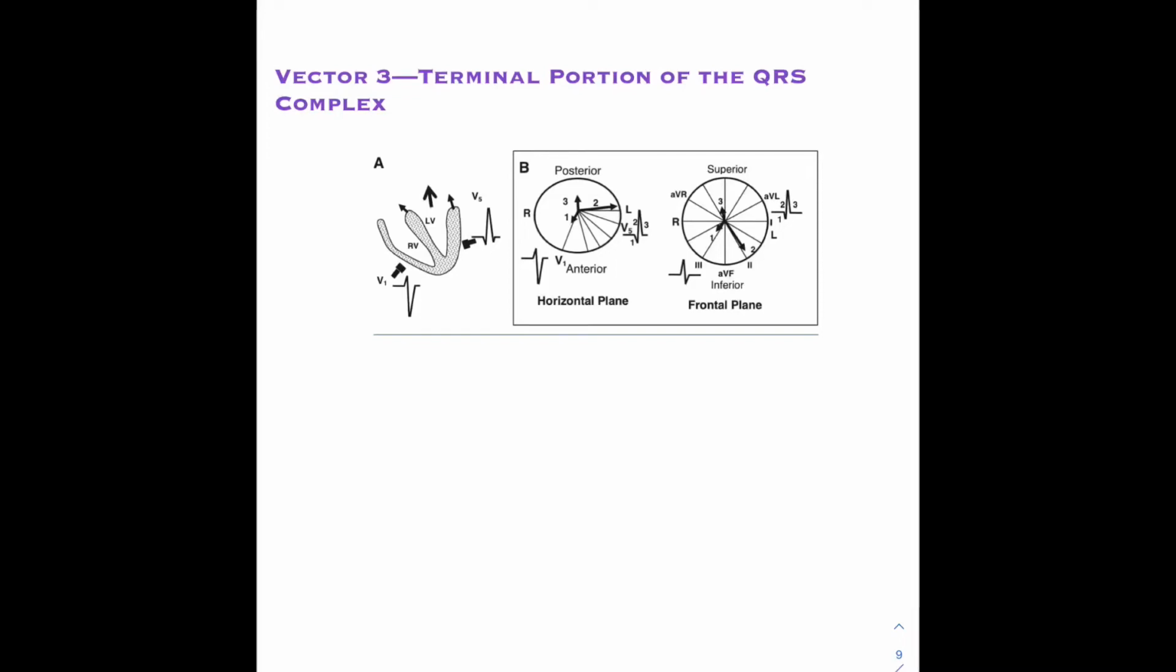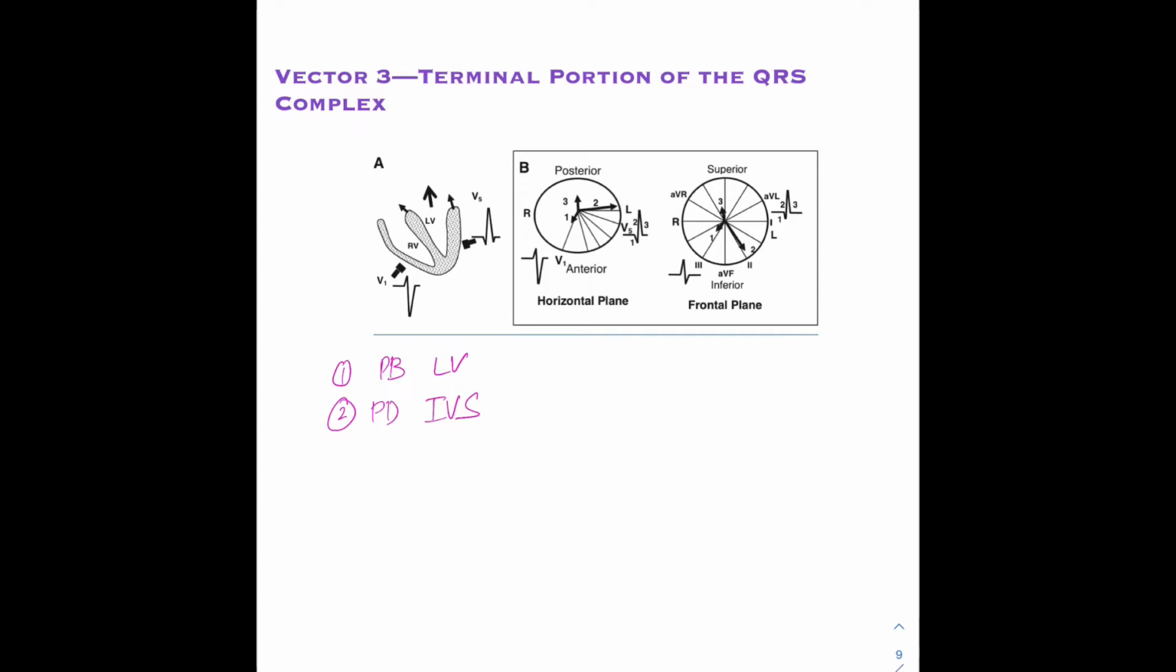So now we will be studying about the vector 3. The vector 3 represents the depolarization of the posterior-basal part of the left ventricle and the interventricular septum. So the depolarization of this region will generate the vector 3, and it forms the terminal portion of the QRS complex.